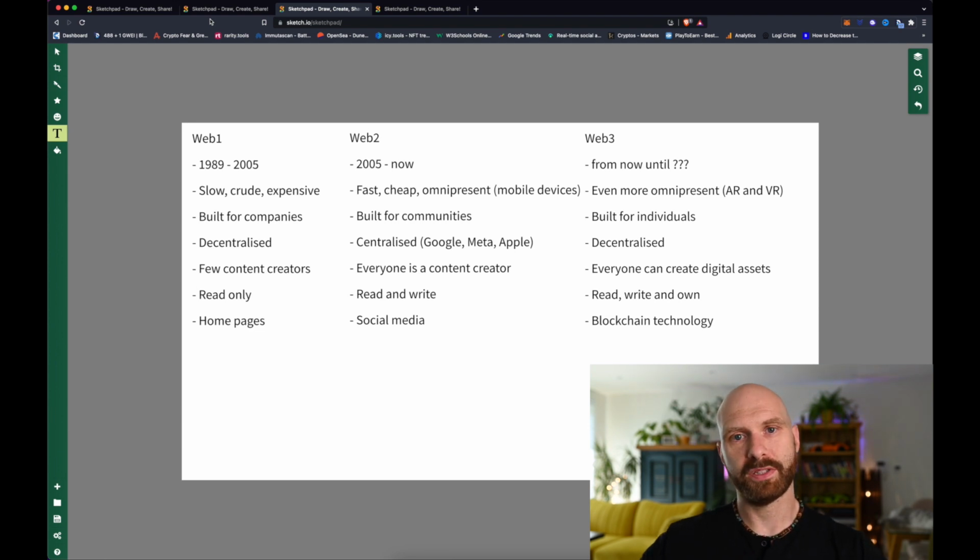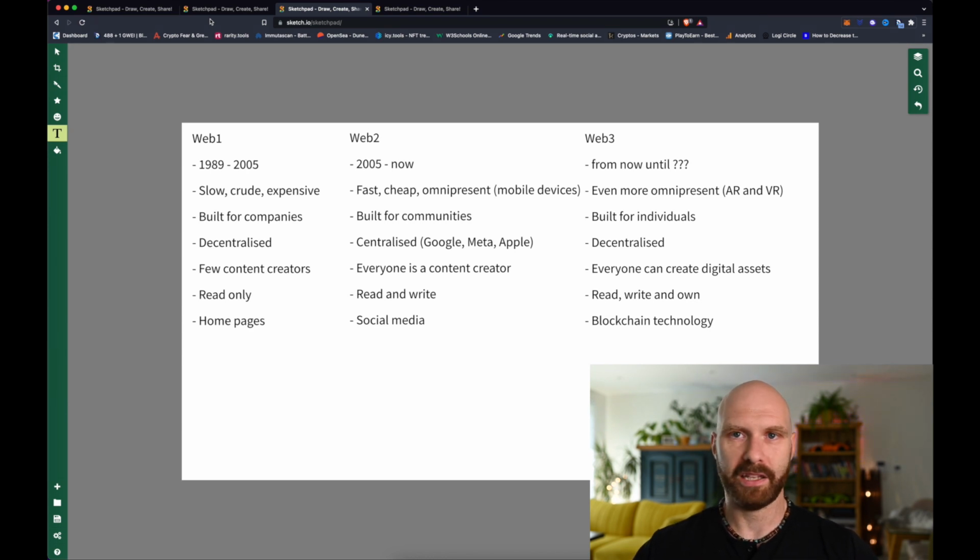Also, another big shift was that Web 2 was built for communities. That's when Facebook, Instagram, YouTube, and many other big social media platforms started appearing and gaining a lot of traction. That also meant that suddenly everyone became a content creator. Everyone started posting photos of what they ate for breakfast, tweets about what they think at the moment, where they went on holiday and stuff like that. Suddenly, billions of people started creating tons and tons of content.